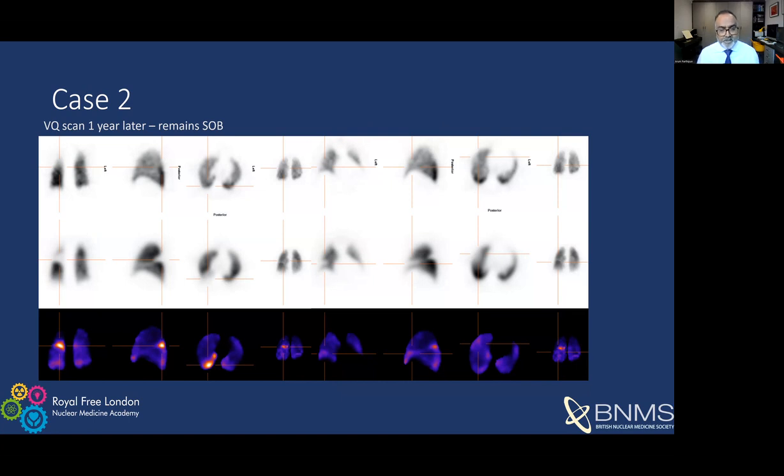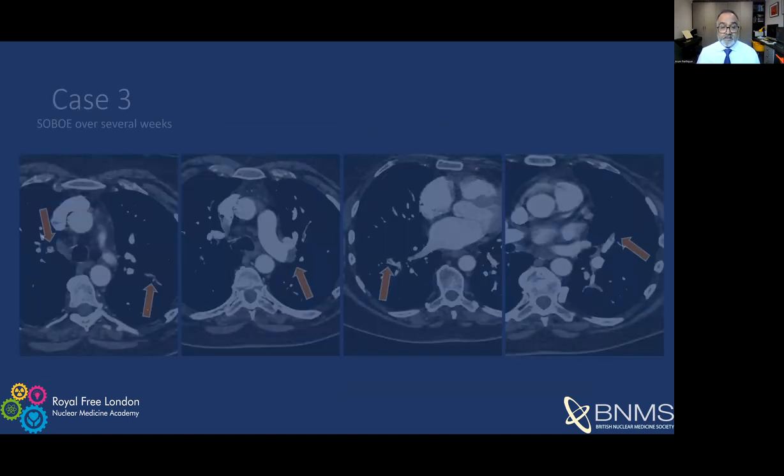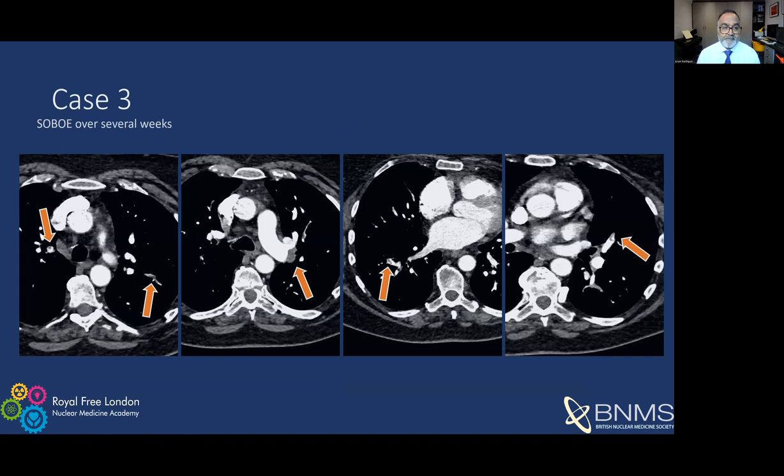So these are larger than in the first case, and these again would be in keeping with chronic thromboembolic disease, because we know the patient has had a previous PE. So these are segmental mismatched defects. These are going to be chronic thromboembolic disease.